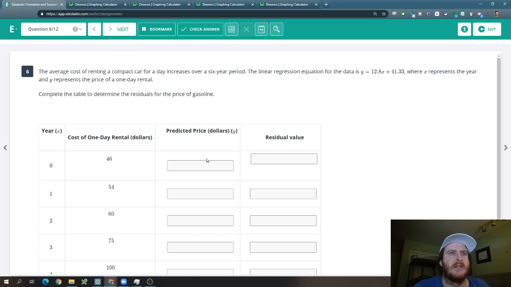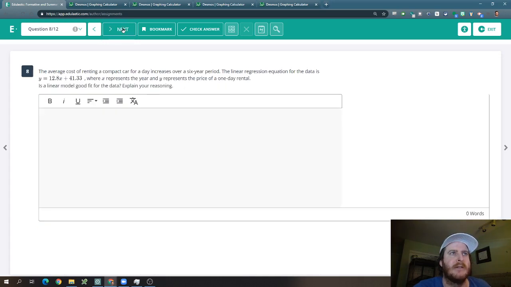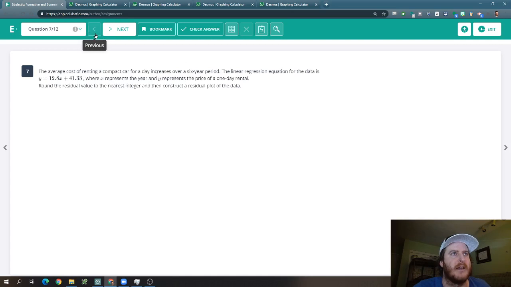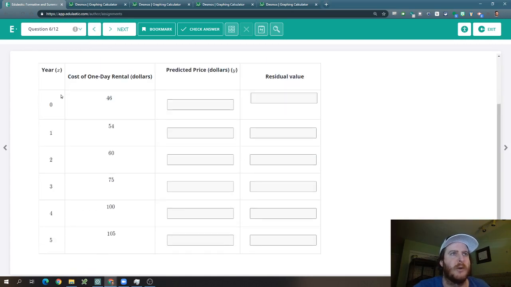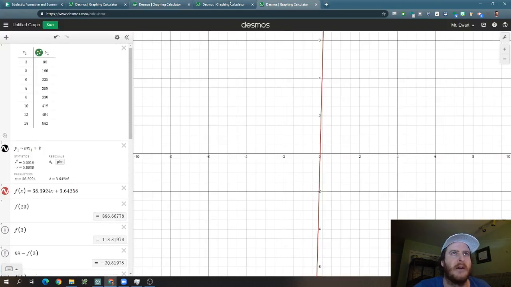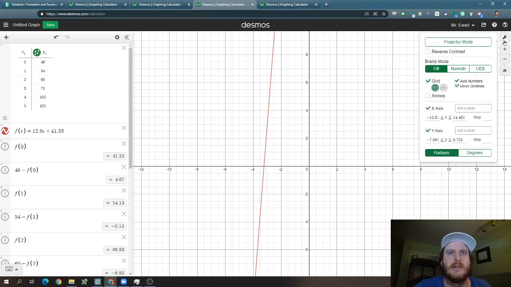All right, question 6. This one's a little bit tricky, and questions 6, 7, and 8 all go together. So just be careful about that. So this was our original data set. Okay, so we want to graph that. So I plotted, there we are, 0, 46; 1, 54; 2, 60; 3, 75; 4, 100; and 5, 105. You can kind of zoom to see it better.